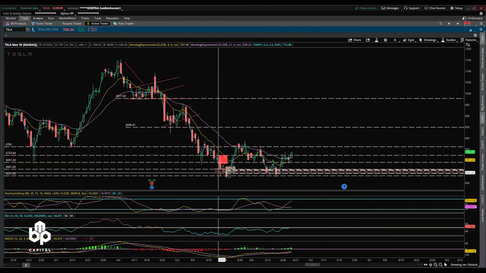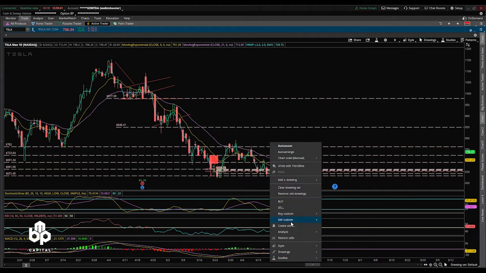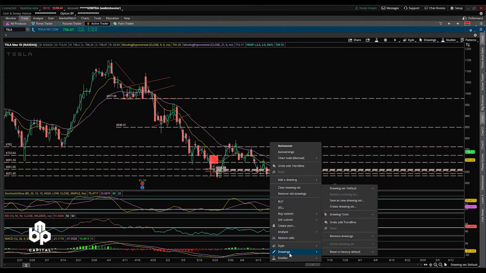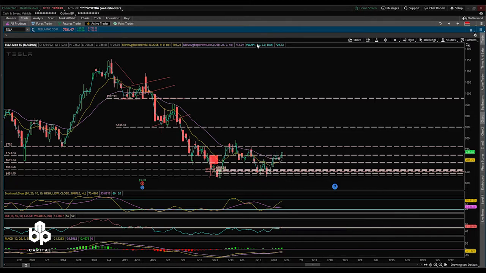You got this double bottom. Let me clean this up real quick and I'll show you. Remove drawings. Clear drawing set. Yes. All right.